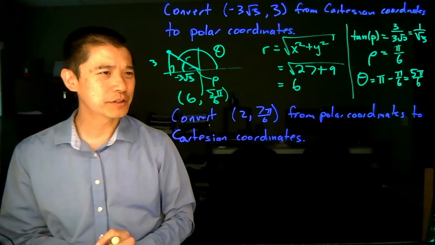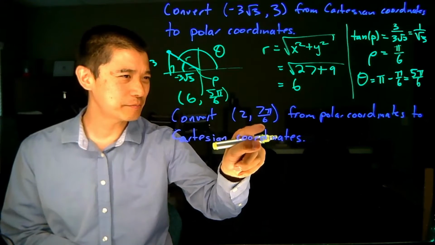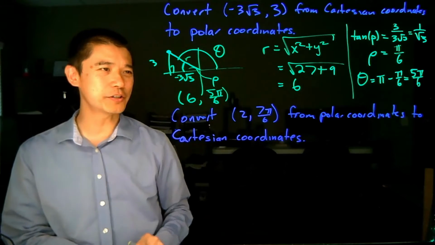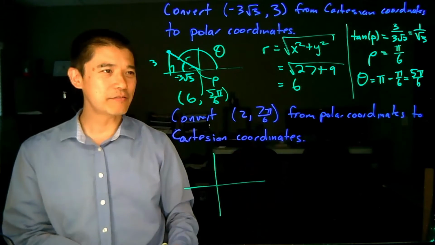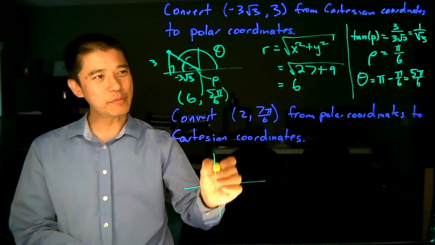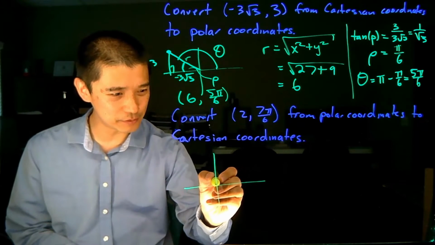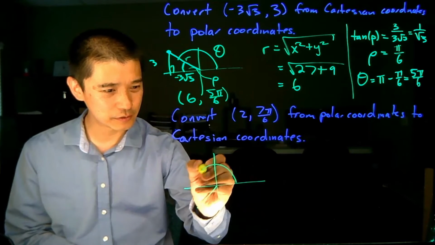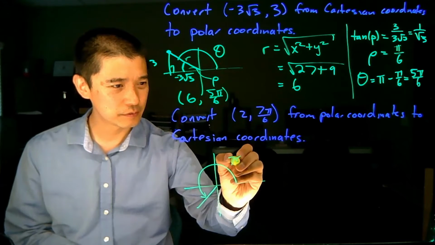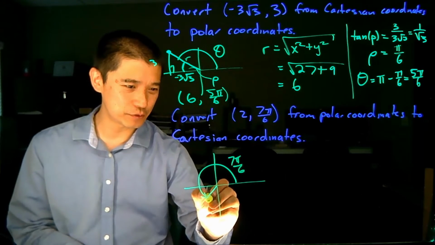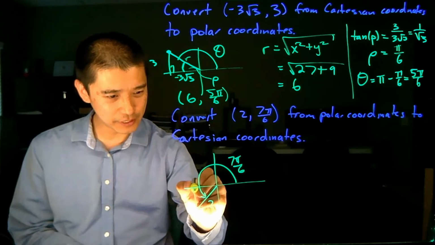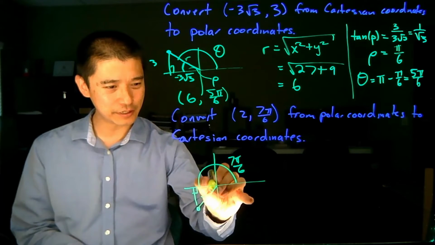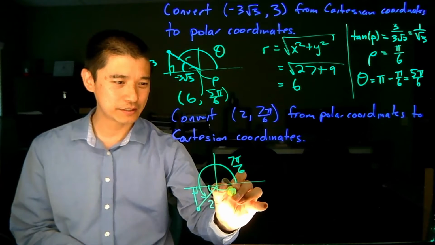For the second one, convert 2 comma 7 pi over 6 from polar coordinates to Cartesian coordinates. Once again, we'll use the picture to guide us. 7 pi over 6. So 7 pi over 6 is just a little bit bigger than pi, so it's going to be down here in the third quadrant. And we have a radius of 2. Once again, we can start thinking about our reference angles here. So that reference angle would be pi over 6.